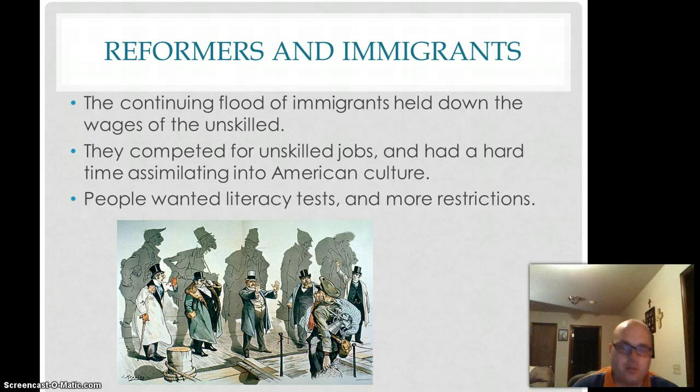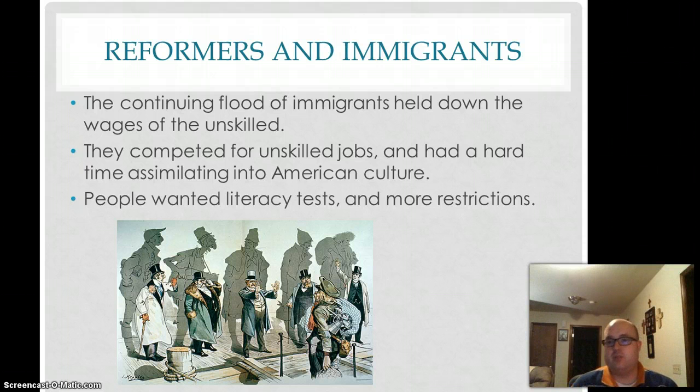As we learned in the last chapter, immigrants were the backbone of America. They built this country. Well, the continuing flow of immigrants kept wages low for the unskilled because it enlarged the pool of unskilled laborers, and they competed for the unskilled jobs. They also had a hard time assimilating into American culture. They had their Little Italy, their Chinatown, and whatnot, and they wouldn't learn English and would just keep their own little culture. And so it was very hard.